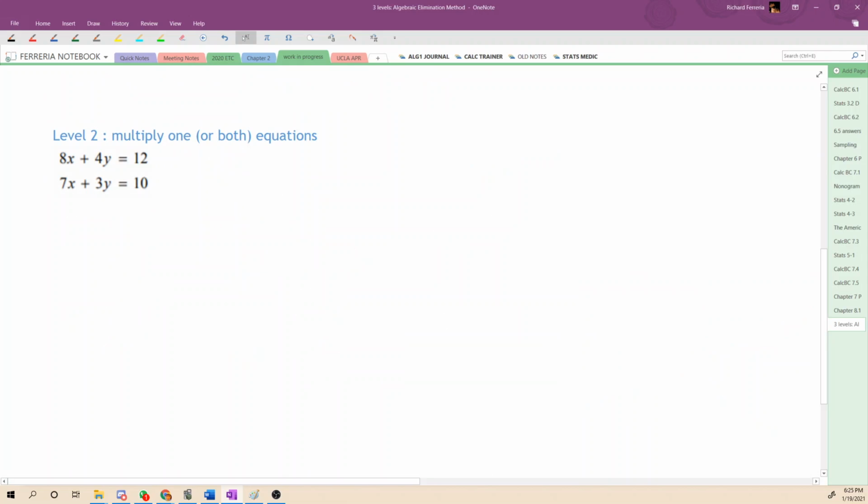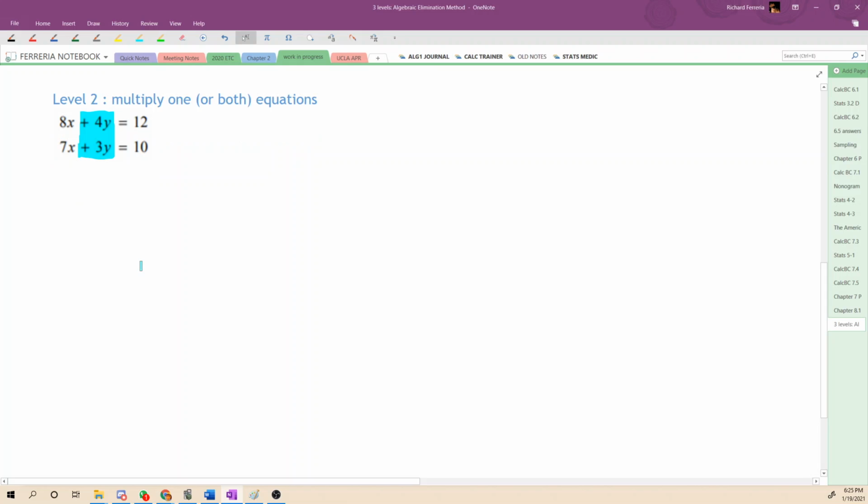For level 2 of the same type of problem, we notice that there are no zero pairs right off the bat. I've got 8x and 7x, that's not a zero pair. I've got 4y and 3y, and that's not a zero pair either. So I'm going to have to do something in order to get a zero pair. This is where you have to do a little bit of thinking, and you have to decide which one of these two looks better. Better means more manageable numbers, and also sometimes I'm also looking for a positive and negative pair.